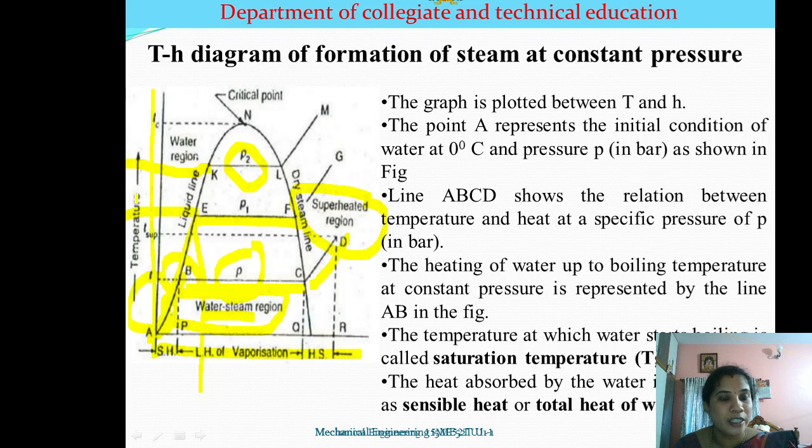The saturation temperature of the water is much more increased. See, this was the initial saturation temperature in P1. For pressure P2, this line is the saturation temperature. Once again, it's proving that as the pressure increases, there will be an increase in the saturation temperature and an increase in the sensible heat. But there will be a reduction in the latent heat of vaporization.